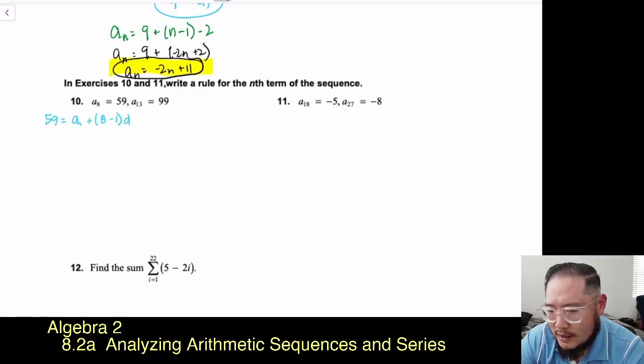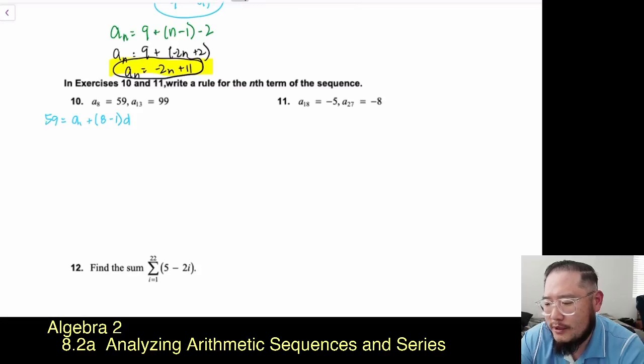I'm going to next do the same thing with a sub 13. And I want to plug in 99 because that's the 13th term, and that's equal to a sub 1 plus 13 minus 1 times our common difference.